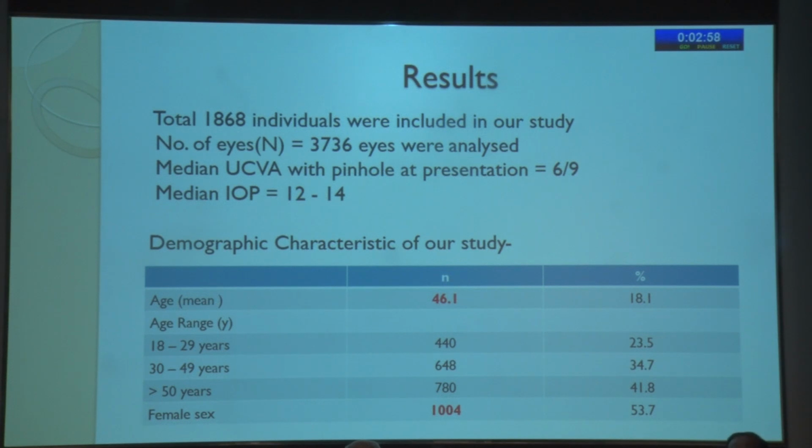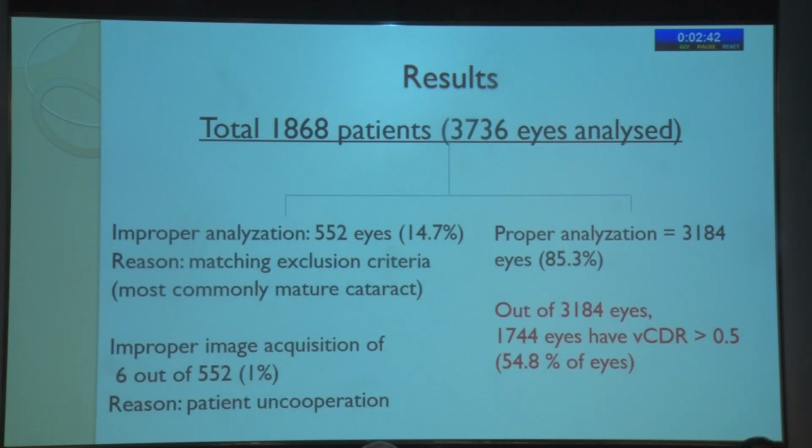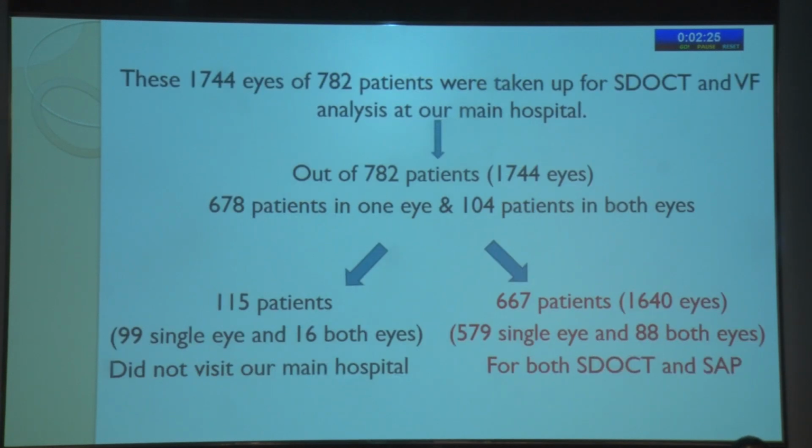Results: a total of 1,868 individuals were included in our study, so 3,736 eyes were analyzed. We have a mean age of 46 years, with female sex preponderance, and median IOP ranging from 12 to 14 in the interquartile range. Out of these 3,736 eyes, 552 eyes were excluded because they matched the exclusion criteria. So we included only 3,184 eyes with proper analysis, with vertical CDR greater than 0.5.